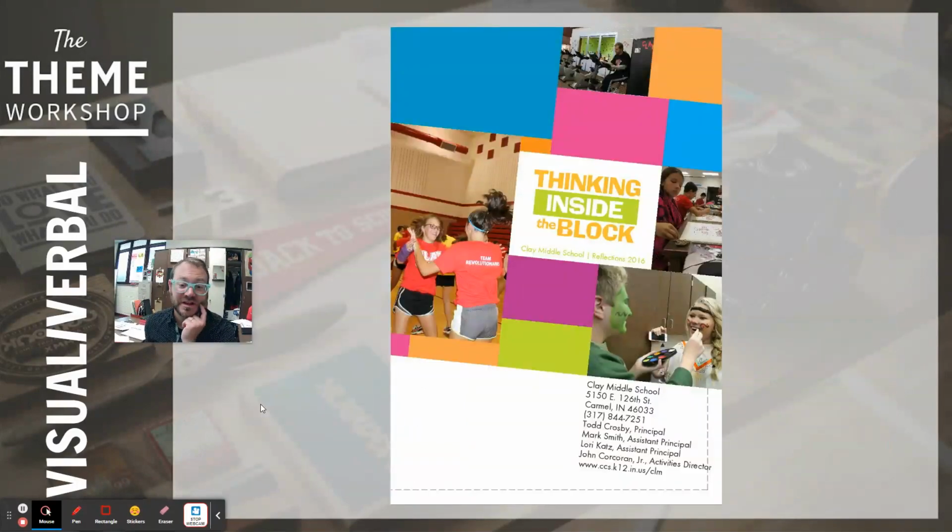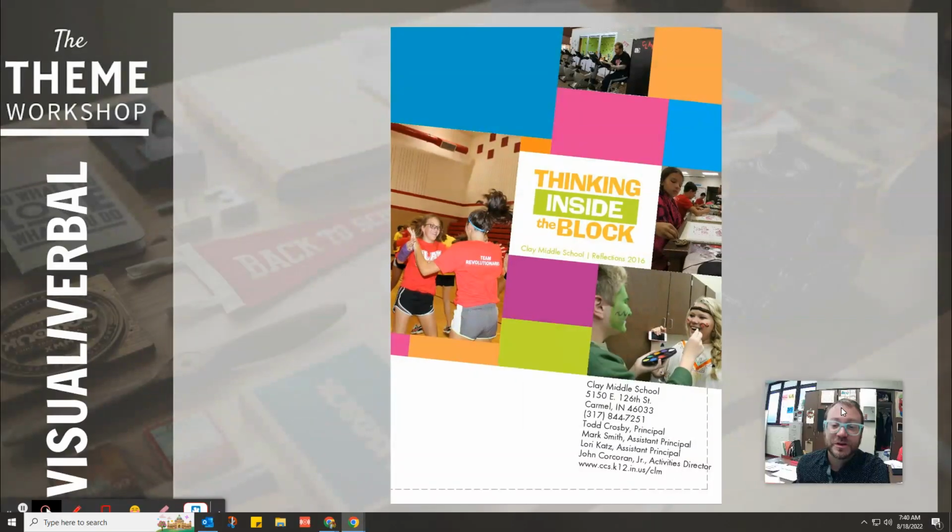Here's one of our yearbooks. I forget which one it is, like my 10th yearbook. And this was right when block scheduling was new. And so, of course, our theme is going to be all about something with block. And so the phrase thinking outside the box. And so we went with thinking outside the block. So we did play on words. And then obviously everything was going to be very boxy.